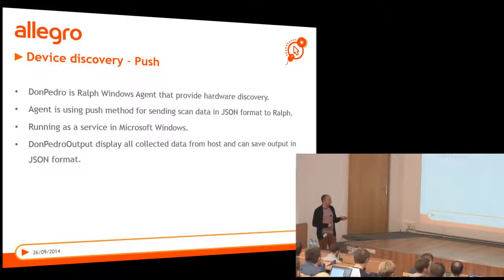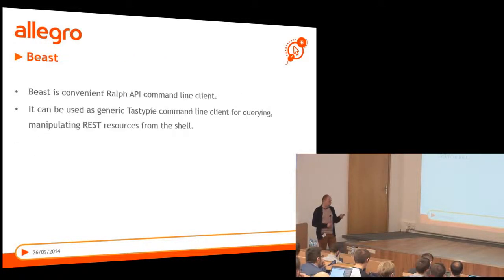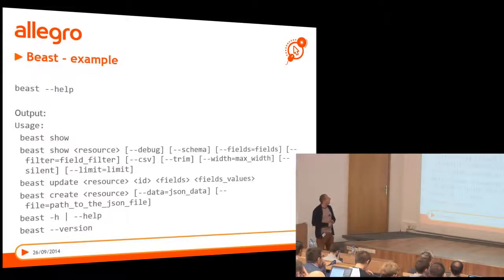After installation of Don Pedro, we have to configure the agent so it will be sending the information to the proper RAV server using a user and API key. And the Beast. The Beast is a command line tool, basically the API command line tool. It's used for manipulating API requests from the command line. For example, this is the help output. As you see, we can use very simple commands to display the information from the RAV.